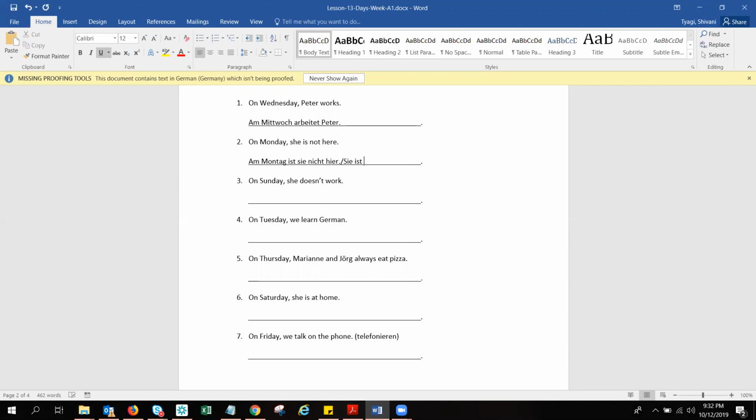Sie ist nicht hier am Montag. That is the same; it doesn't make any difference. It's simple, just the way we are speaking in English. But this is the other way. So if somewhere you read that something is written on the first position and then the verb, don't get confused that we have not learned this format. It could be. Okay, cool.